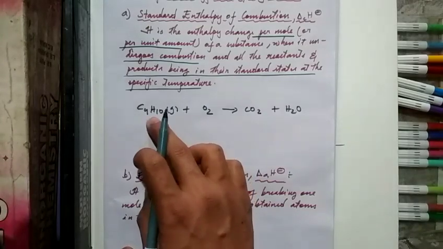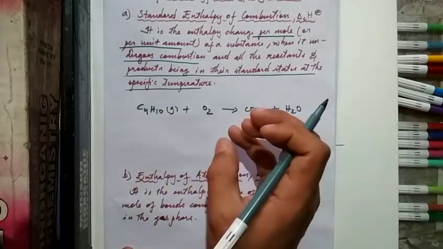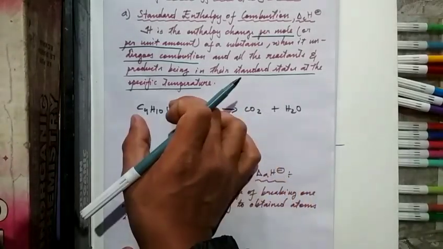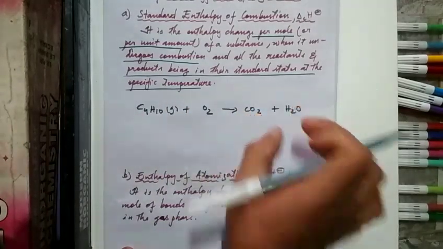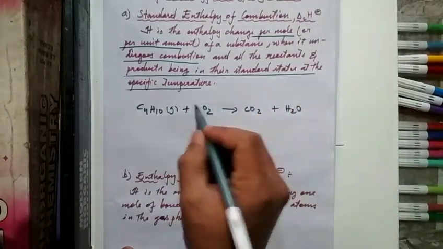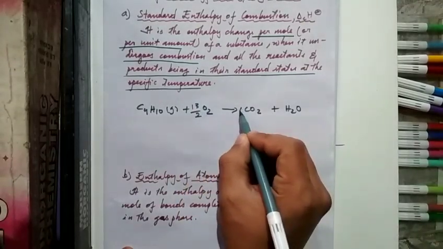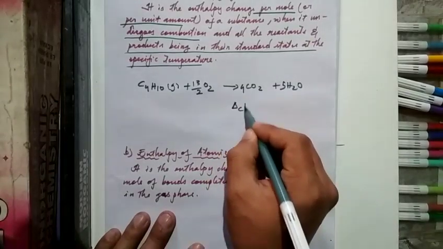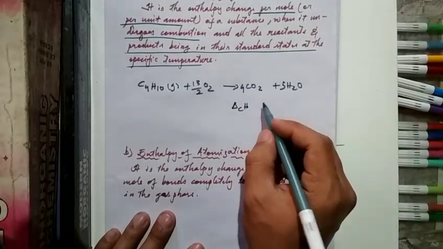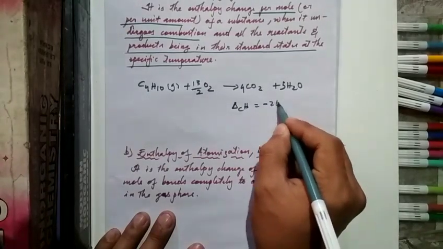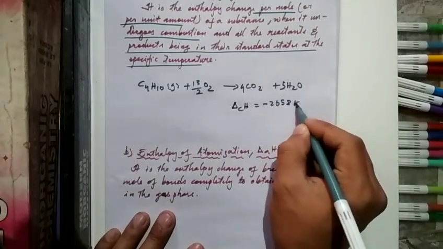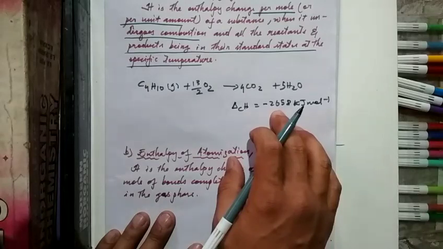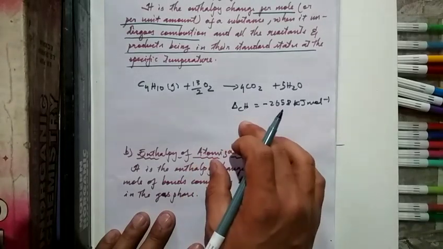So in combustion, what happens? This is heated in the presence of oxygen. In combustion, a bigger compound will break into smaller components. So 13 by 2 and 5. The enthalpy of combustion for this one will be minus 2658 kilojoule per mole. In this case the reaction is exothermic. Heat is released.